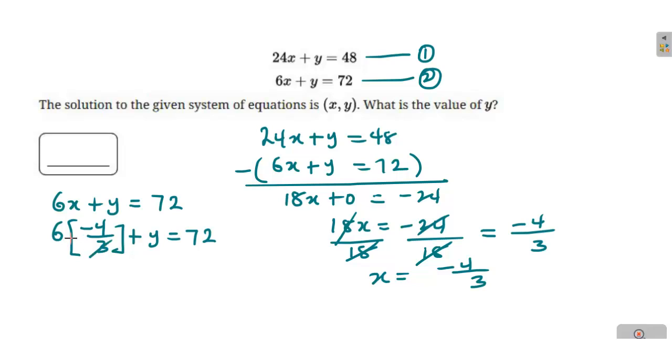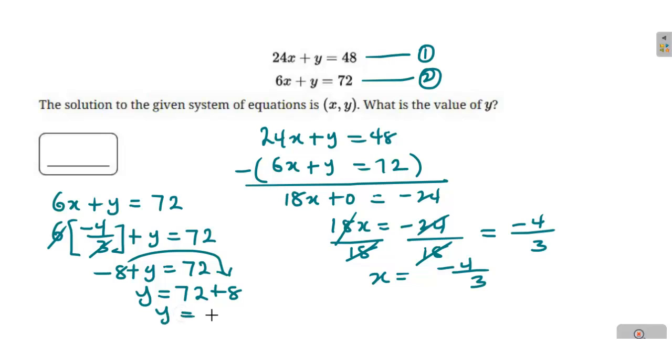So 3 here, 1, 3 and 6, that is 2. 2 times minus 4, that is minus 8, plus y is equal to 72. So y in this case will be 72, minus 8 coming here will be plus 8. So y is 72 plus 8. That will give us 80. So the correct answer to that is 80. That is method 1.